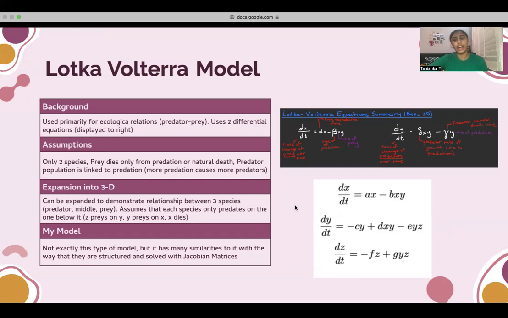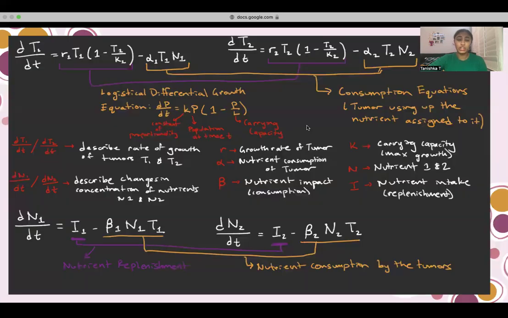So my model is not exactly a Lotka-Volterra model. However, it has many similarities with it, especially in the way that it's structured. So these equations are what I used in my model, where T1 and T2 are tumors that feed on nutrients N1 and N2 respectively. And you can see here exactly what each part of the equations represent.